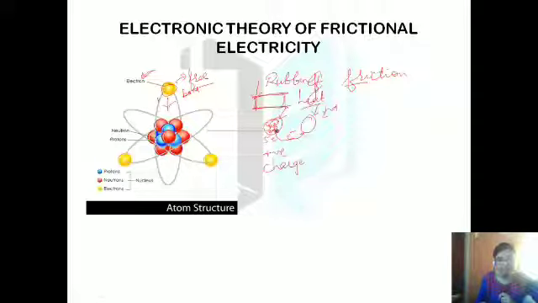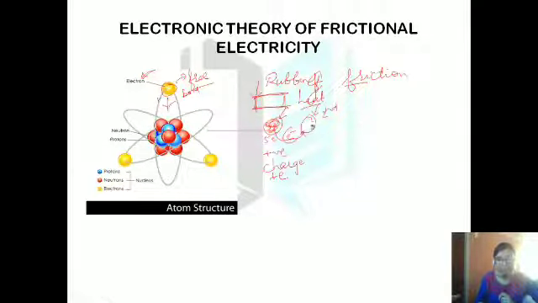Okay, and when it loses 1 electron, the amount of charge of 1 electron is minus e. So it is losing 1 electron, there is a deficit of 1 electron, and it is acquiring positive charge. There is 1 excess of positive charge, that is the positive charge of a proton, and we write it as plus e.